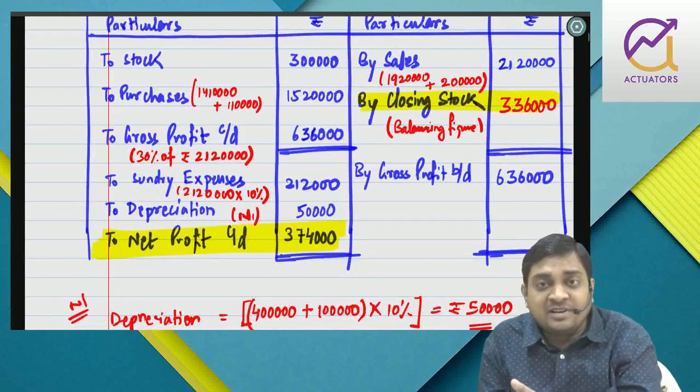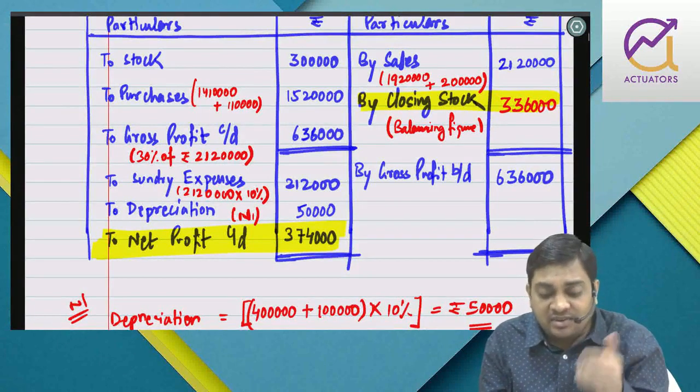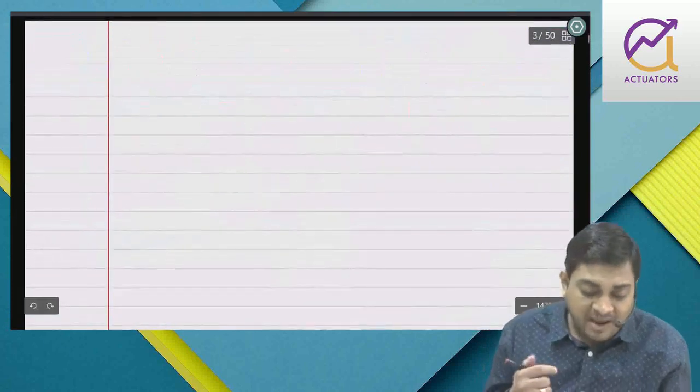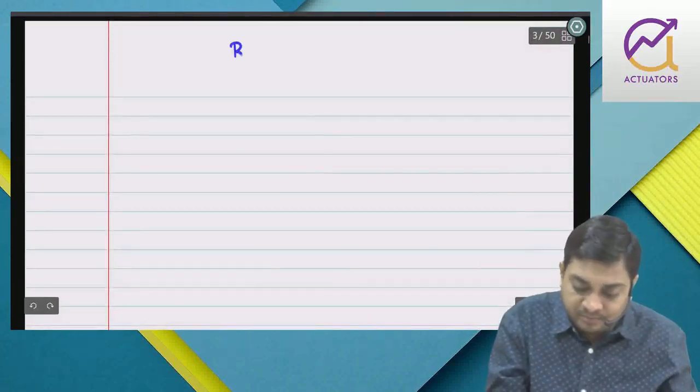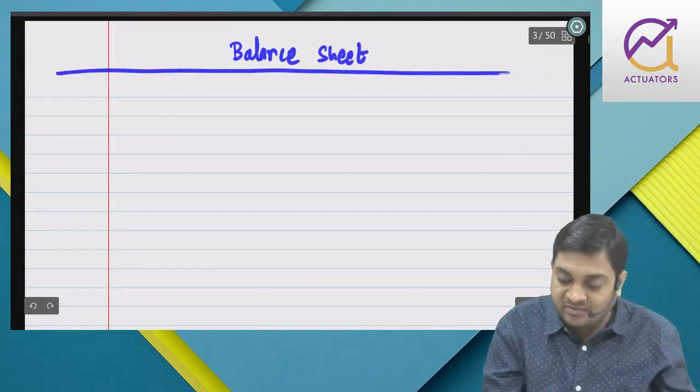Now that profit has been transferred to PL, and 10% of sales is sundry expenses. We have calculated depreciation, so what remains is net profit, right? Now the main part of the problem, that is the balance sheet. Now that is very simple.